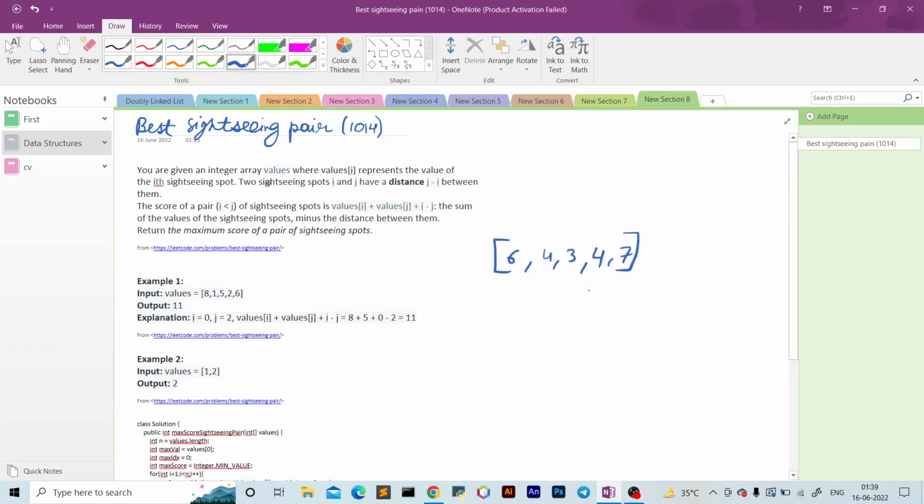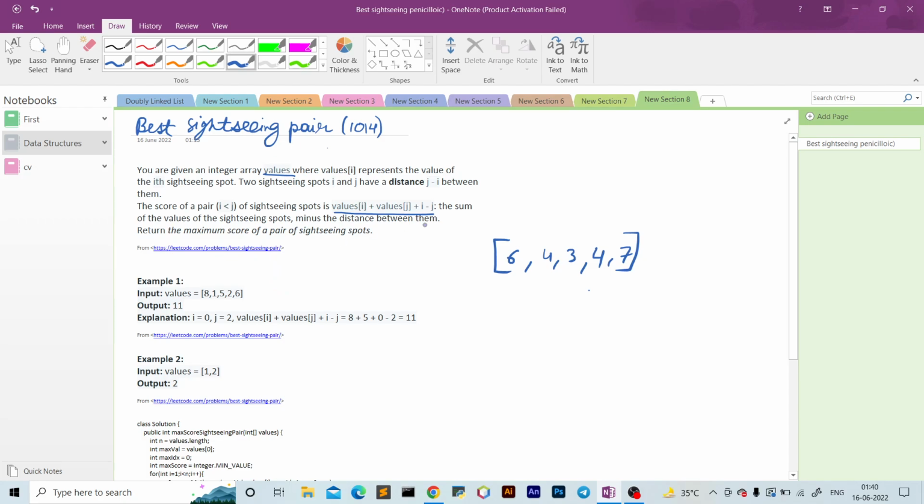Hi everyone. So I will be discussing Leetcode 1014 problem, best sightseeing pair. So in this problem, we are given an integer array values, and we have sightseeing spots represented by this values array. So basically, what we have to do is maximize values of I plus values of j plus I minus j sum.